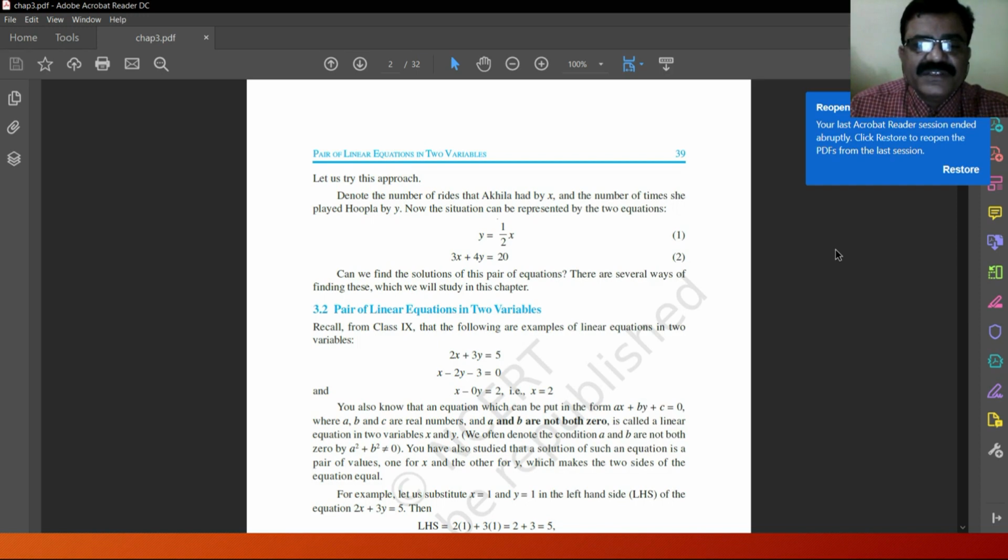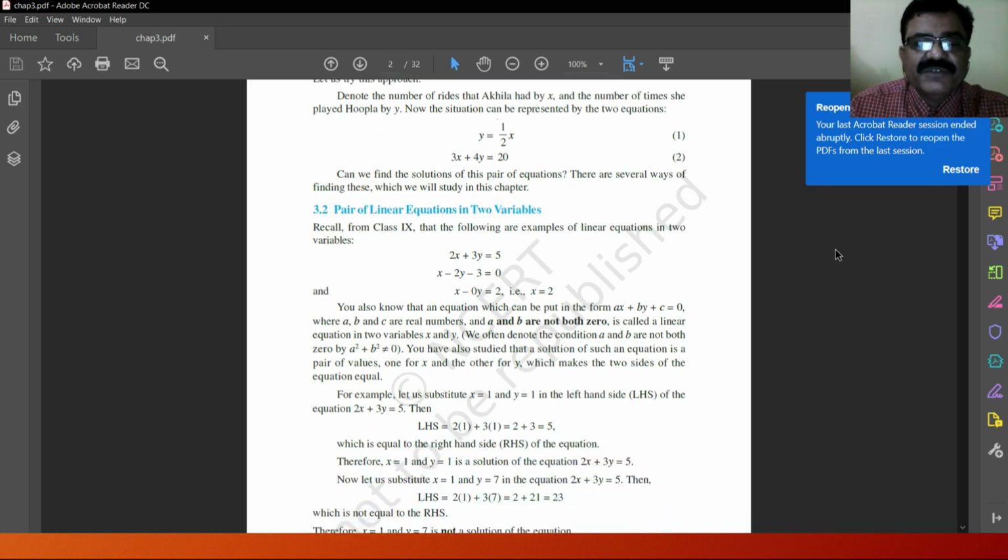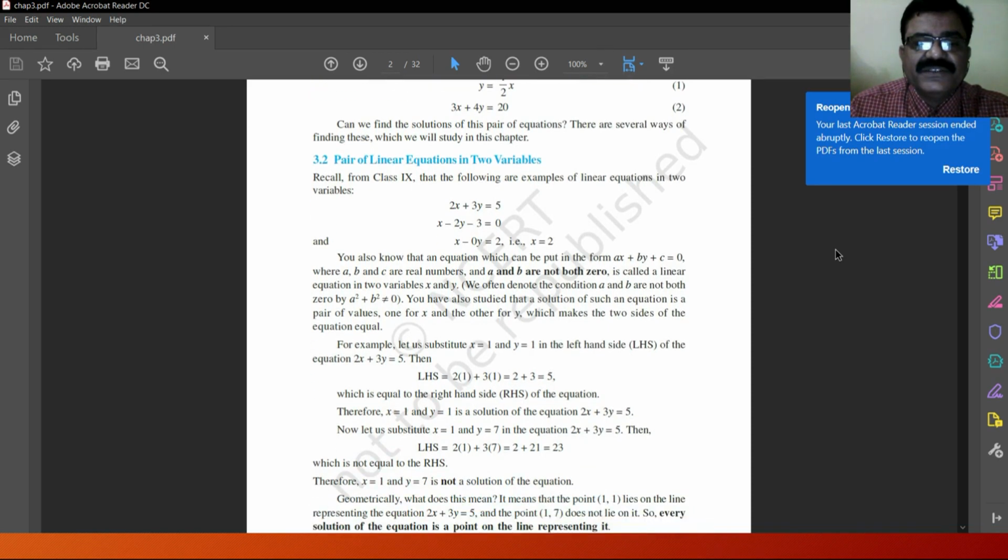For example, let us substitute x is equal to 1 and y is equal to 1 in the left hand side of the equation 2x plus 3y is equal to 5. Then LHS is equal to 2 into 1 plus 3 into 1, that is 2 plus 3 is equal to 5, which is equal to the right hand side of the equation. Therefore x is equal to 1 and y is equal to 1 is a solution of the equation 2x plus 3y is equal to 5.